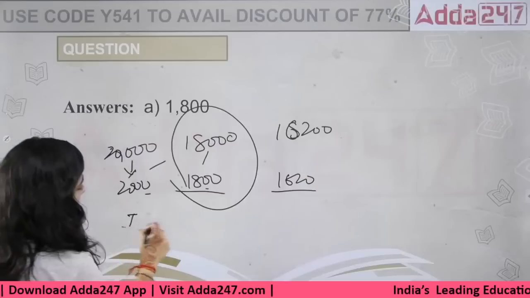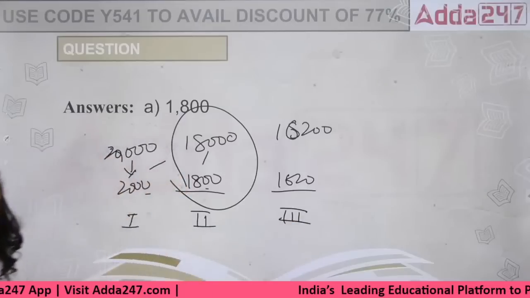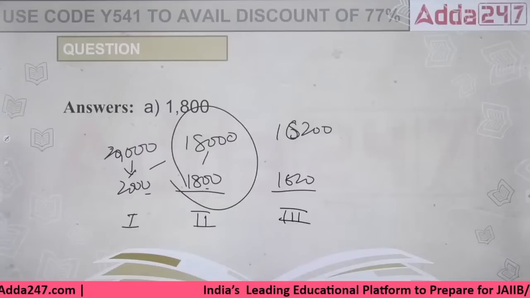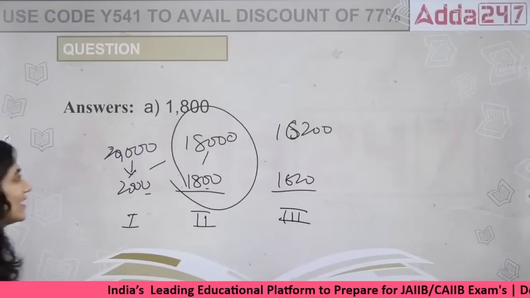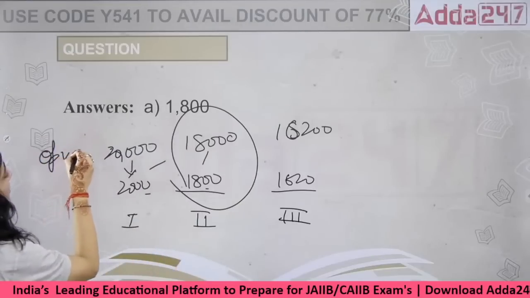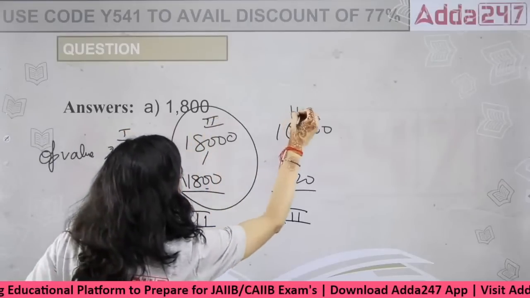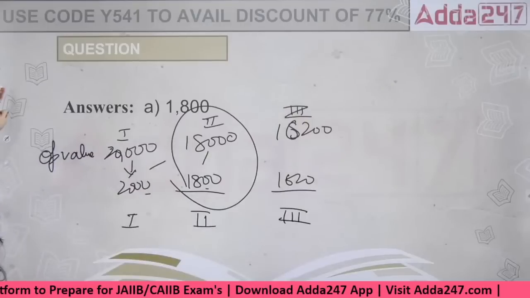This was the first year, this was the second year, this was the third year. I hope it's clearly visible now. Opening value was 20,000. We calculated 2,000 on it. Then for the second year, the opening value, these are the opening values of each year. Right? So let's move on.